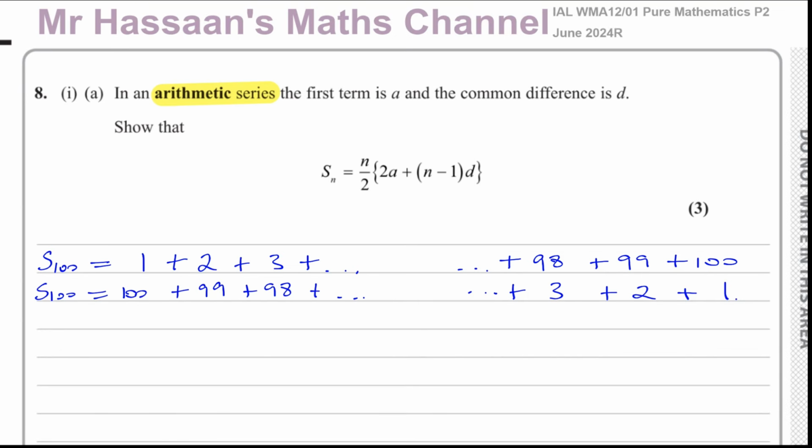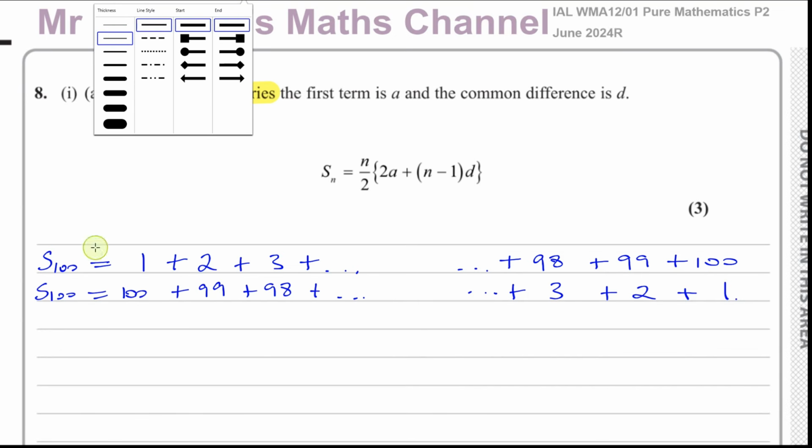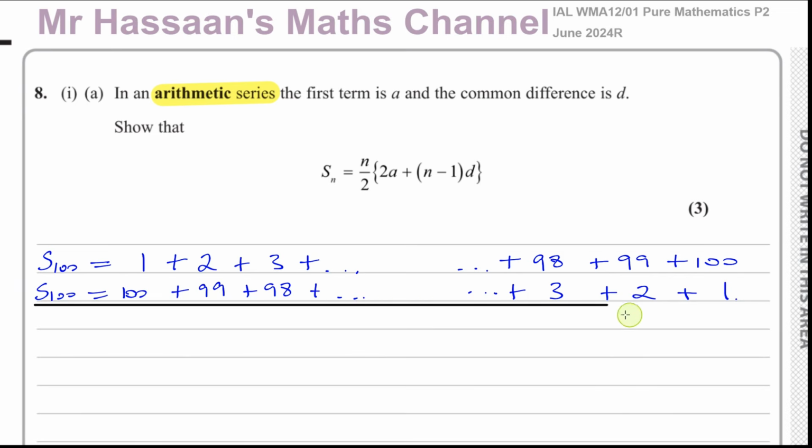And then what he did is he basically found the actual sum in this way by adding these two lines. So this is line 1 and this is line 2, and he added line 1 and line 2 together. So he got the sum of 100 numbers plus the sum of 100 numbers again. That's 2 times the sum of the first 100 numbers when you add these two lines together.